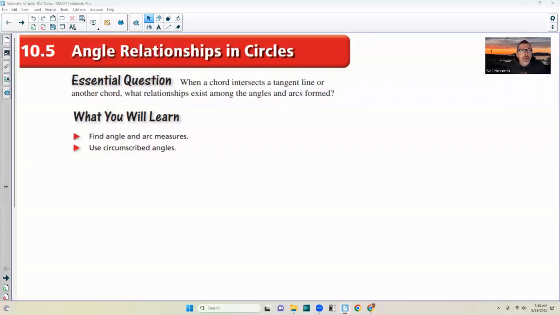Okay, this is chapter 10.5, angle relationships in circles. The essential question for this chapter is: when a chord intersects a tangent line or another chord, what relationships exist among the angles and arcs formed? What you will learn in this chapter is how to find angle and arc measures and how to use circumscribed angles. So let's take a look.